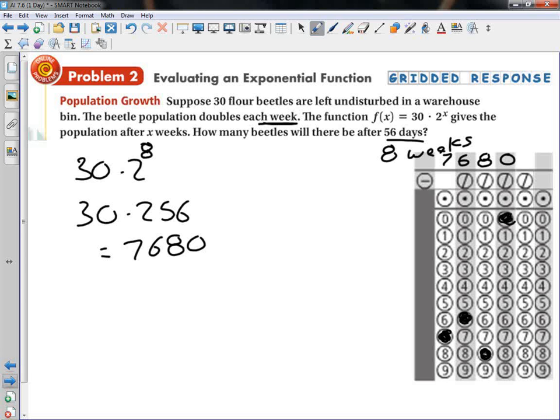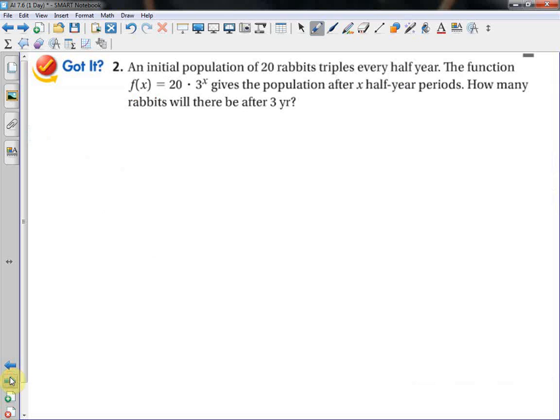All right, sounds good. Here's one for you to try with rabbits, tripling every half a year. Now, since it says tripling every half a year, be sure that whatever you plug in for x is written in half years. So how many half years are they asking for?